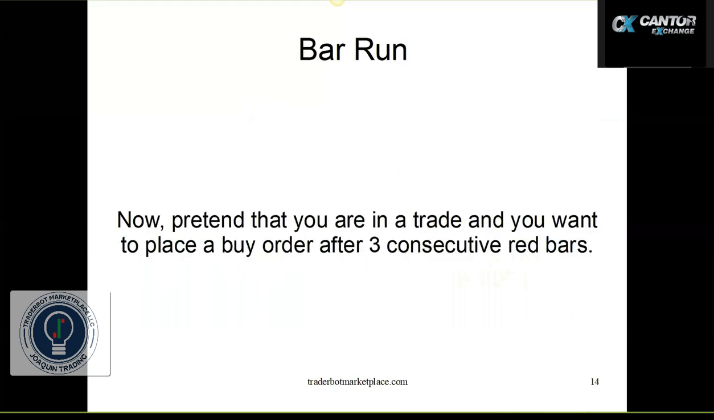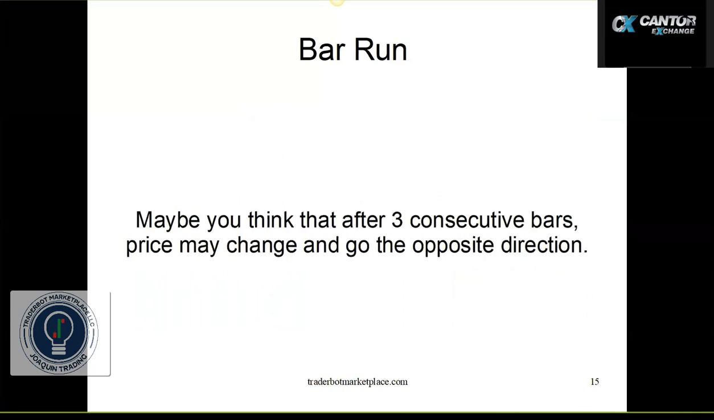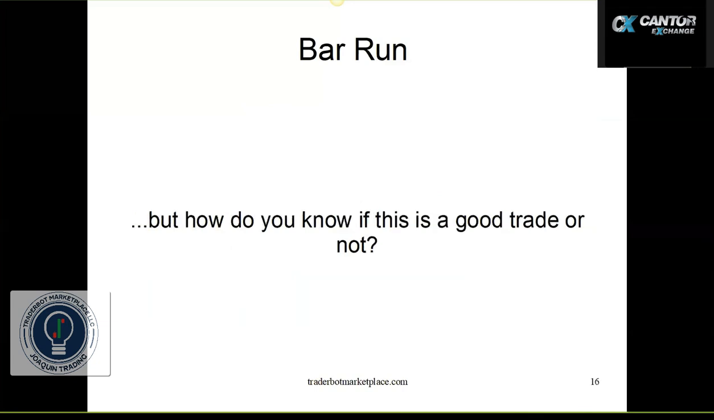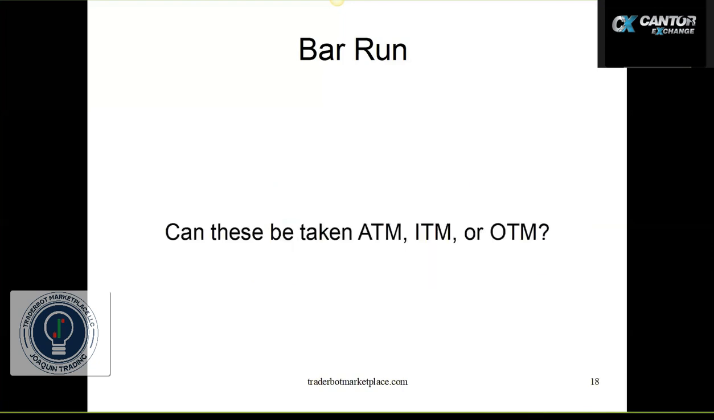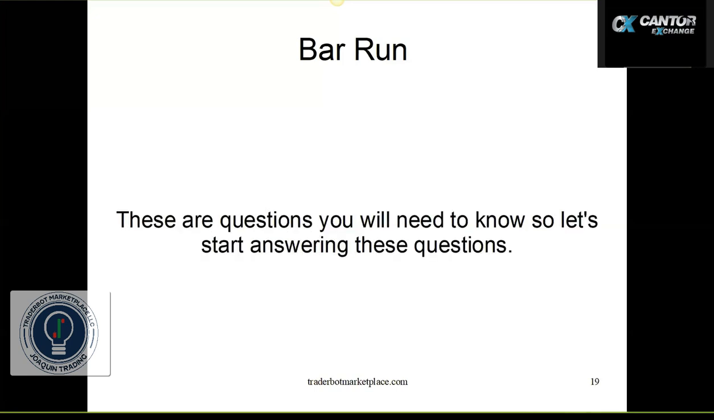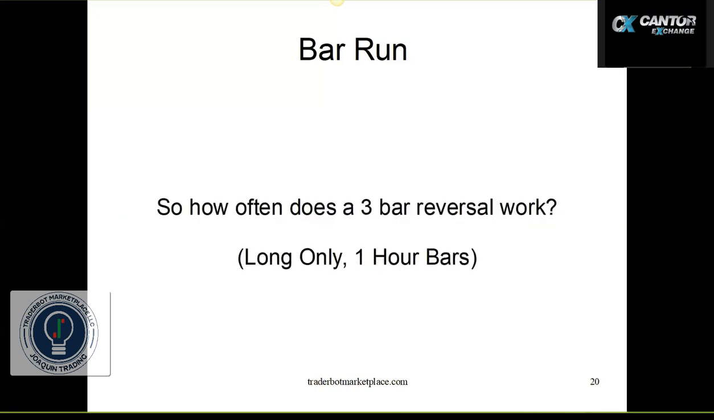I hope so. Now, pretend that you're in a trade and you want to place a buy order after, let's say, 3 consecutive red bars. Maybe you think that after 3 consecutive bars, price may change and go in the opposite direction. But how do you know if this is a good trade or not? How often does a 3-bar reversal, that's what we'll call it, that's what the industry calls it, occur? What times are best? What days are best? Should I wait for expiry or should I take profit? Can these be taken ATM, ITM, or even OTM? These are questions that you're going to need to know, so let's get started answering these.